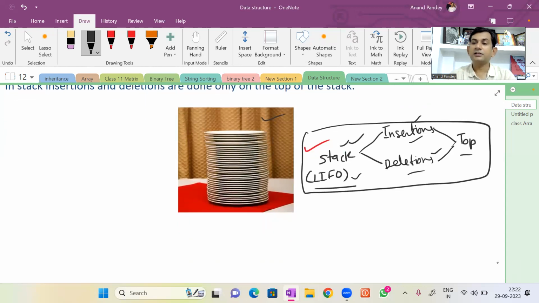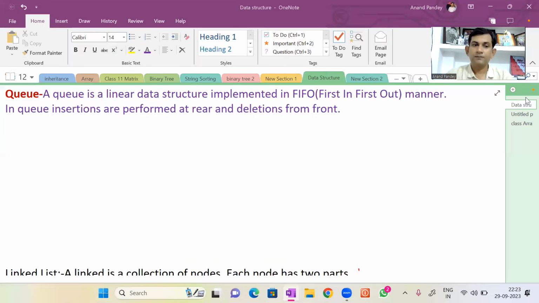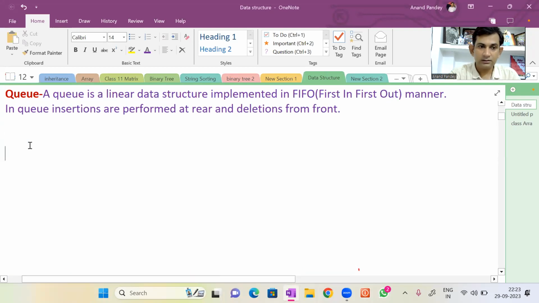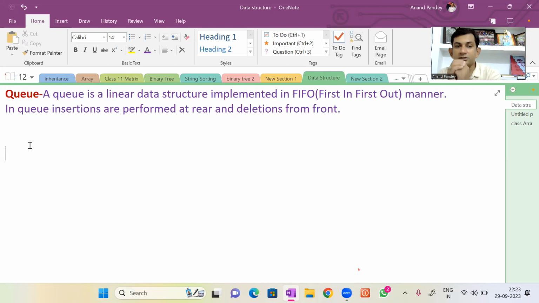Now coming to the next data structure, that is queue. Okay. The second data structure is queue. Queue is also a linear data structure. It is implemented in FIFO manner, first in, first out manner. Okay. In queue, insertions are performed at rear and deletions are performed from front.